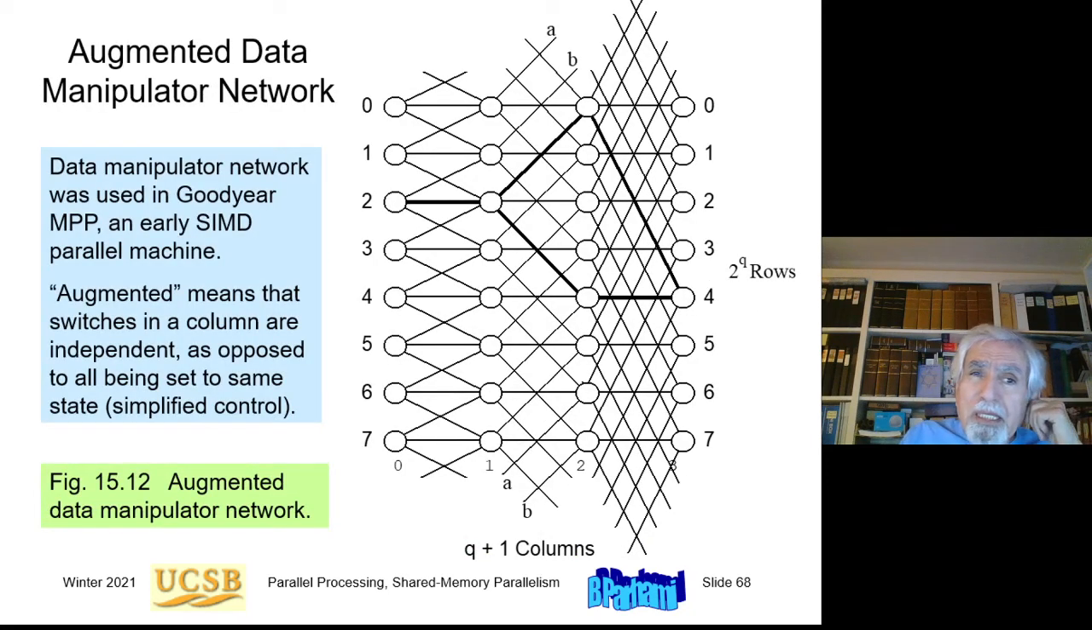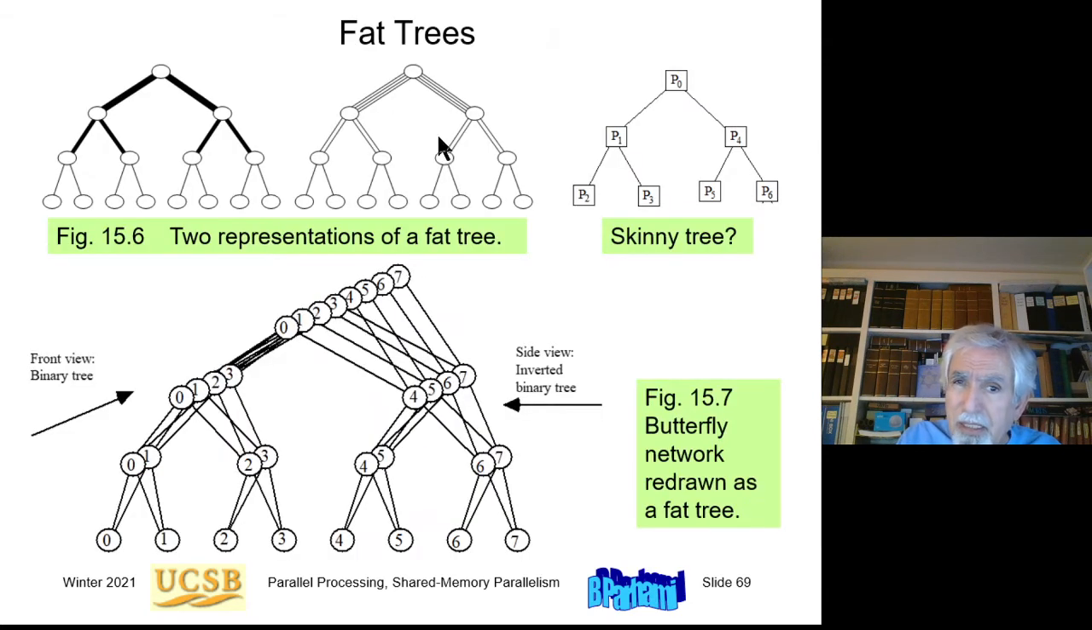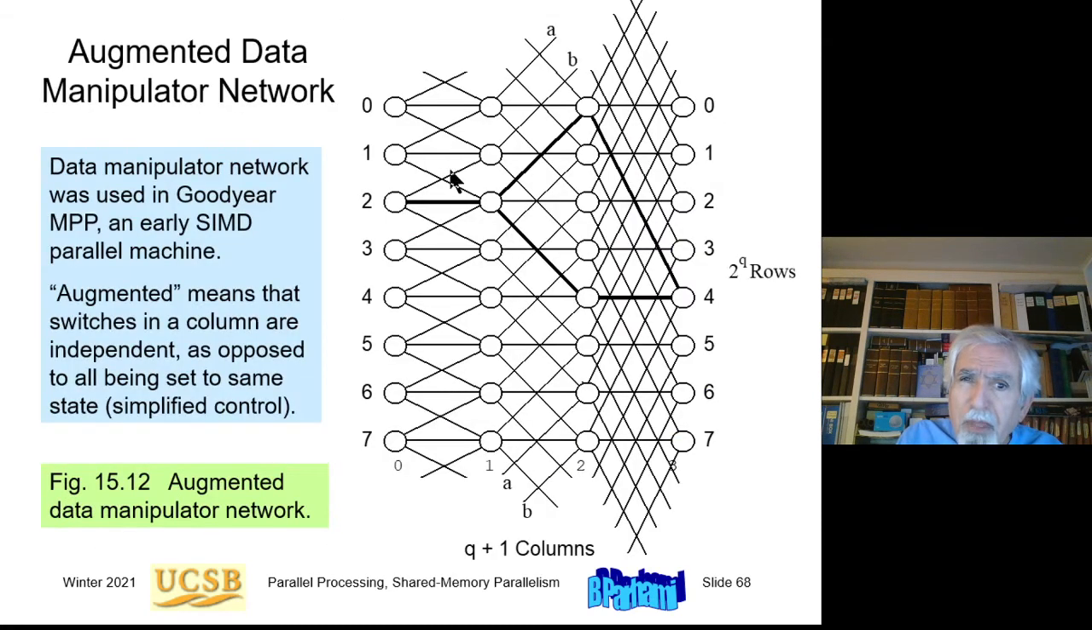Okay, augmented data manipulator network is a name for a network that is basically a supergraph of the butterfly network. If you look here, all the connections of the butterfly network, like 0 connected to 1, 1 to 0, 0 connected to 2, 2 to 0, and so on, are there, but there are other connections that did not exist in the butterfly. For example, in the butterfly, 1 was not connected to 2.